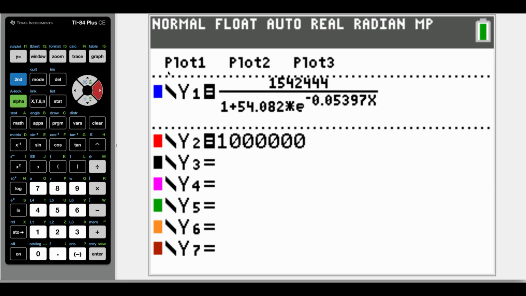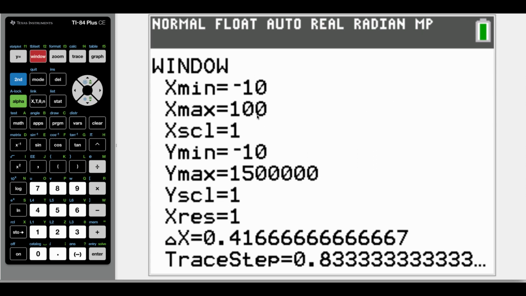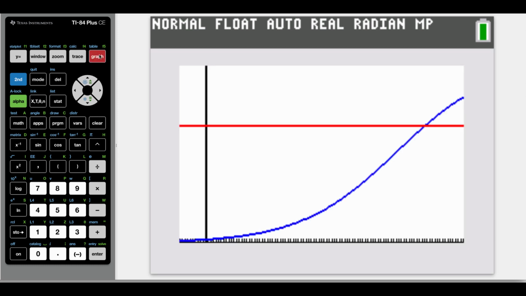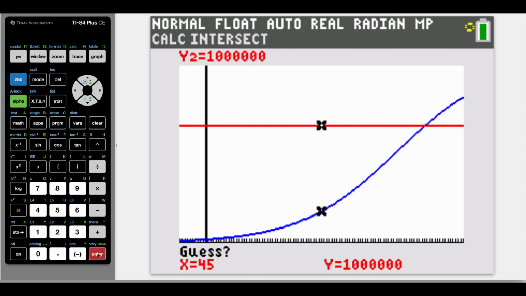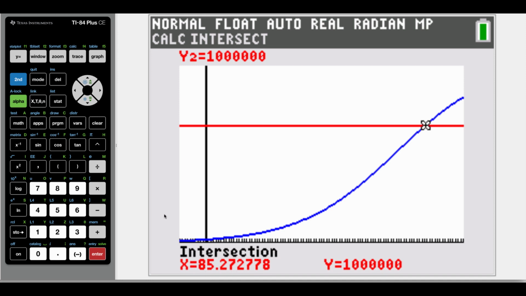I will need to adjust my window. I've got my X max going out to 100, and my Y max going out to 1,500,000. When I hit graph, I'll get a picture that looks something like this. Now I want to figure out where my lines are intersecting, so I'm going to go second, trace, and pick option number 5, intersect. I'll hit enter 3 times, and it'll give me an X value of 85.27. Our T values represent the years after 1900, so we can approximate that San Diego's population reached 1 million people in about 1985.